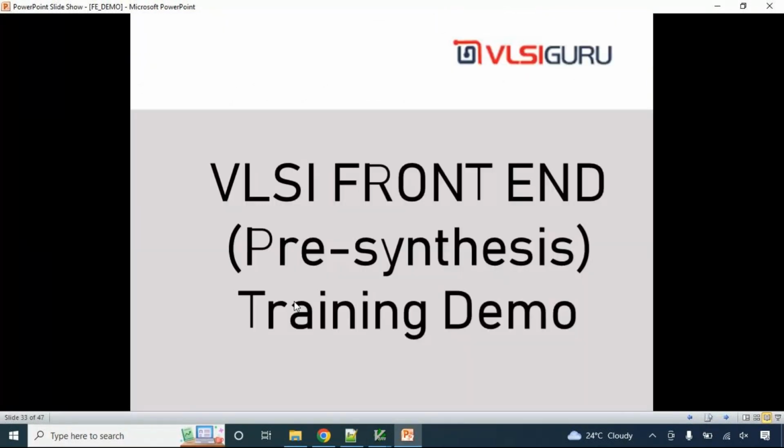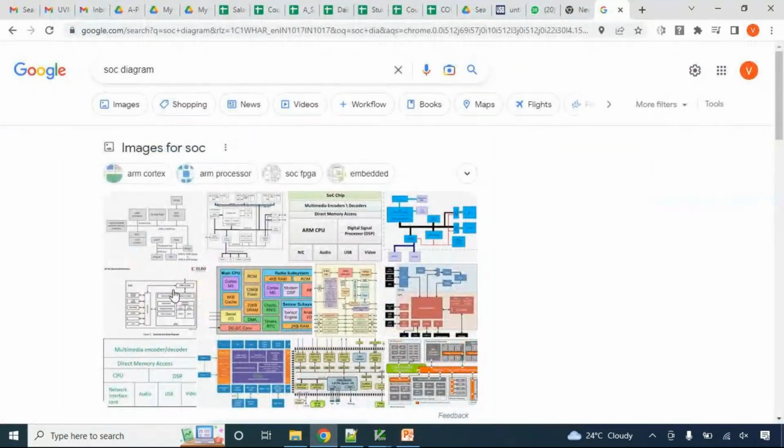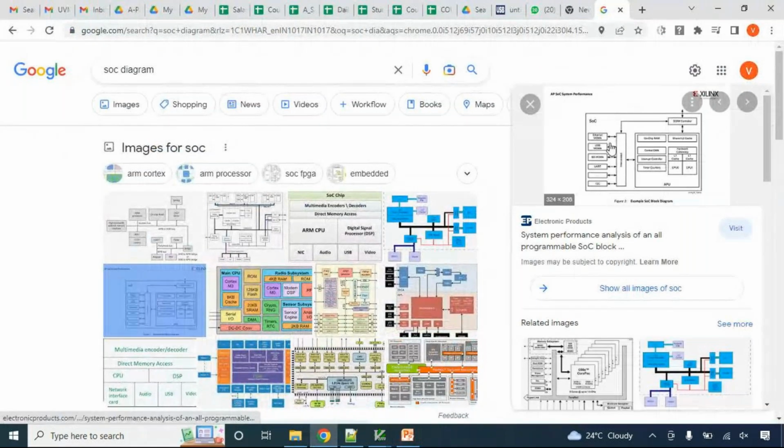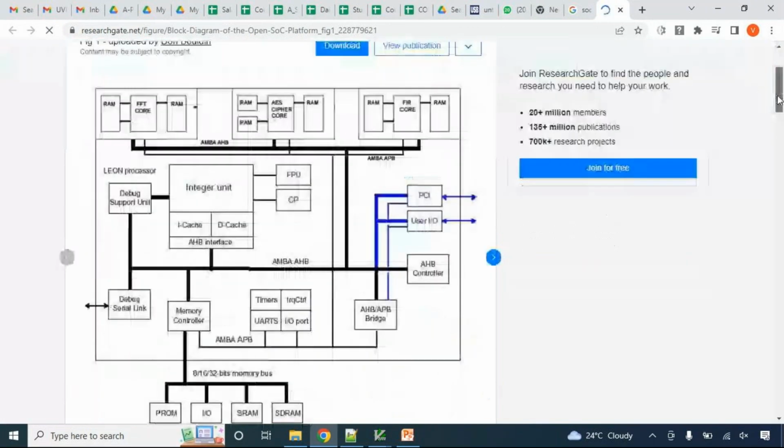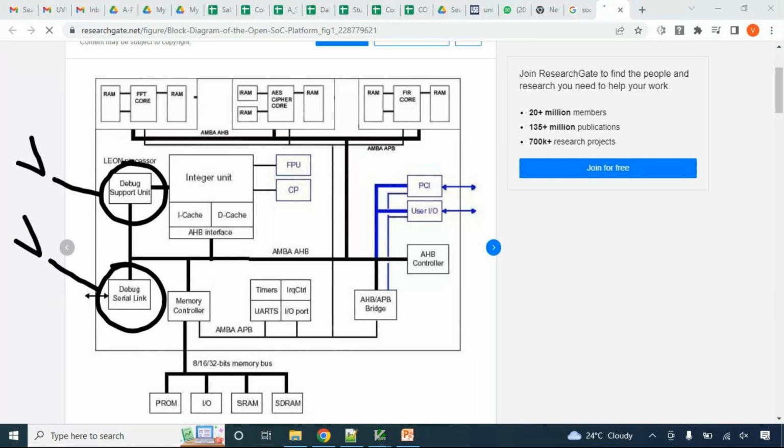Go here and say SOC diagram. Take this diagram for example. In this diagram, one team will be developing this component. Developing means they will be writing Verilog code. Another team will be writing Verilog code for this, another team for this. Like that, how many blocks are there? Let's say 30 blocks are there, assume. So there will be different people developing Verilog code for all these 30 blocks.